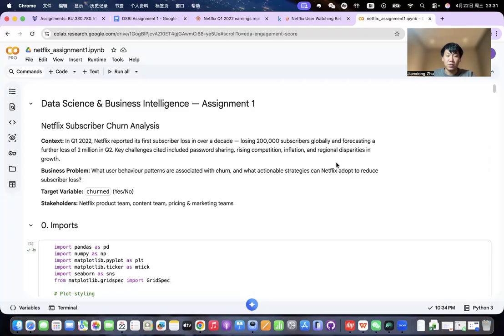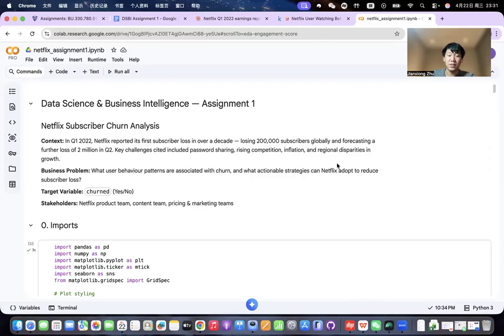The company also forecast losing another 2 million in Q2, causing the stock to drop more than 35% overnight. So based on the earnings report, I identified 4 key business challenges. First is password sharing. Second is intensified competition. And then price sensitivity and also regional imbalance.